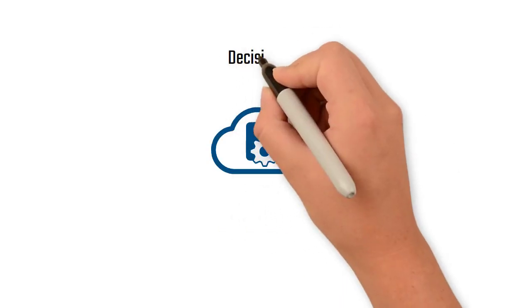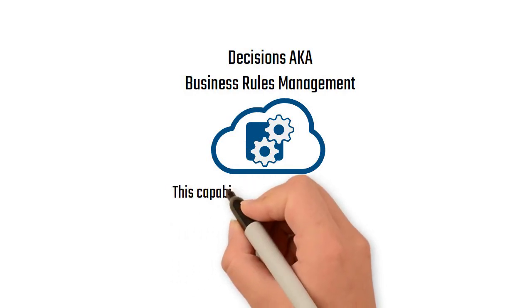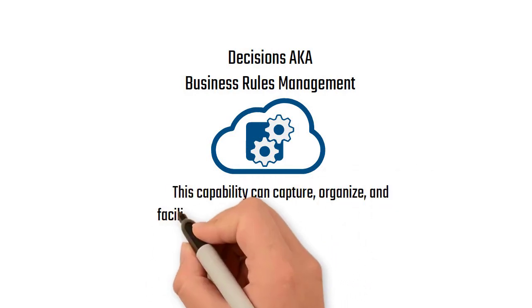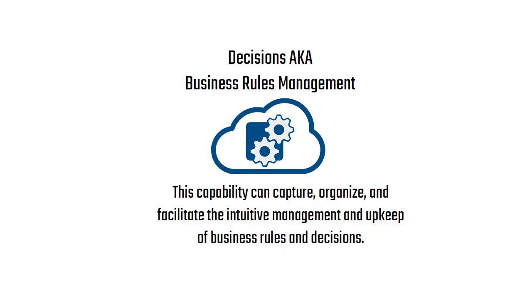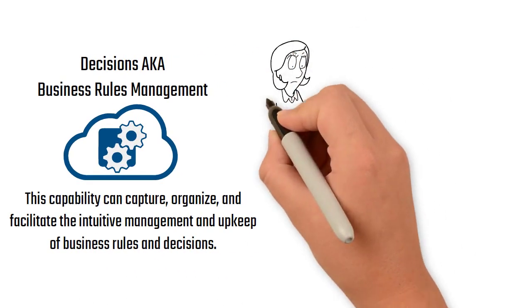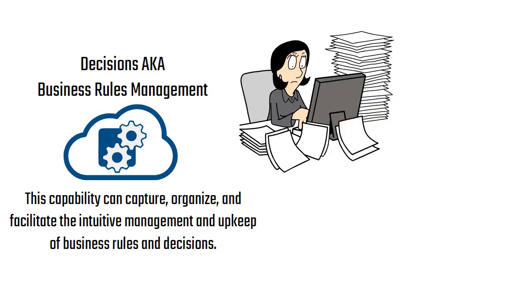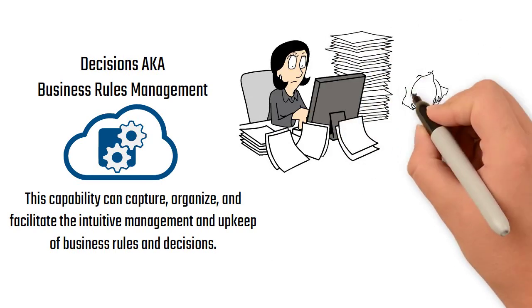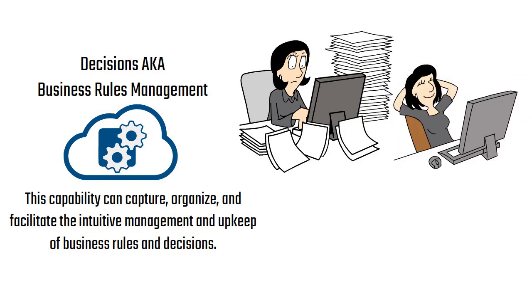The next capability in the hyperautomation toolkit is decisions, also known as business rules management. This capability can capture, organize, and facilitate the intuitive management and upkeep of business rules and decisions. The idea here is, why waste high-value knowledge workers' time when a piece of technology can free up that human to spend their time instead on the hairier, more nuanced approvals?